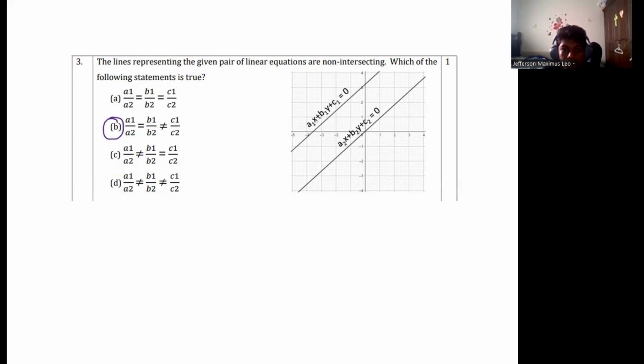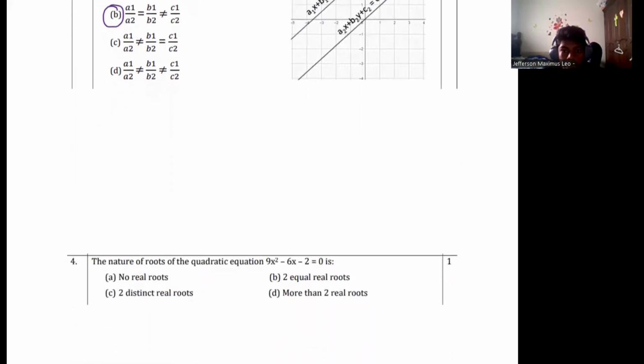Is it correct? When you look at the graph, you can see they are parallel, no? Parallel. Yes, correct. A1 by A2 is equal to B1 by B2 is not equal to C1 by C2. Very good. So now the fourth one.